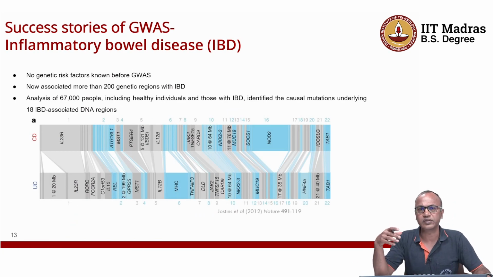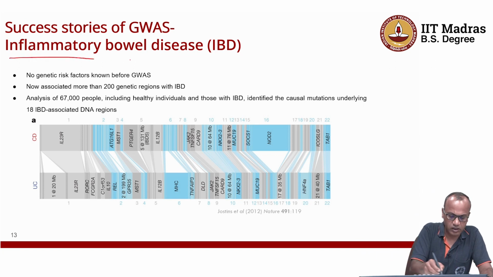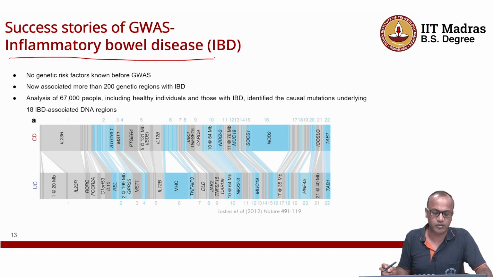So now what I will do is give you a few examples where, prior to genome-wide association studies, we did not have any information about which genes are associated with a particular disease and what the effects of those genes are in that disease. One of the very common diseases worldwide is called inflammatory bowel disease. It causes diarrhea generally, and prior to GWAS, there were no genetic factors associated with it, right? We did not have any genetic idea of the genes that were involved in it.